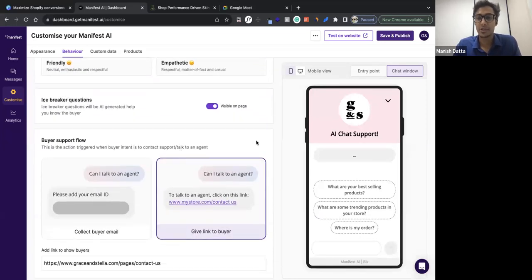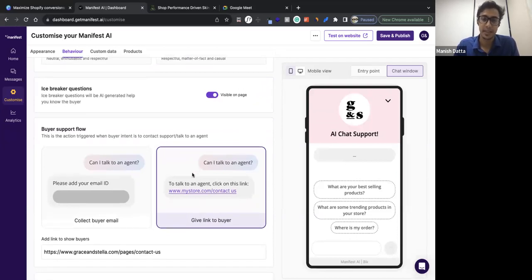And again, that is something which you can define. For example, you can give them a link where buyers can go and talk to you, which could be a mailto link or a contact us page, like in this case, or you could also collect the email ID of your buyers. Whenever such a situation comes up, you get to acquire those leads, and your team also gets a notification about it. For example, a customer called Michelle has reached out to you. This is her email address, and you can reply back to her at this email ID.